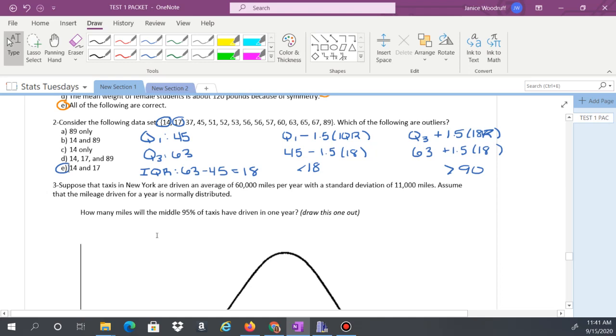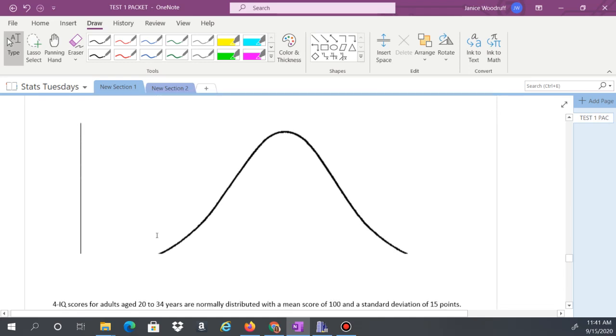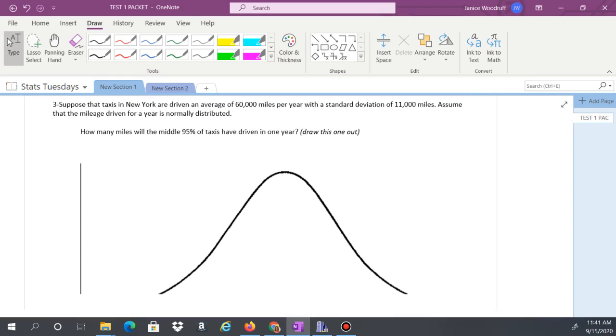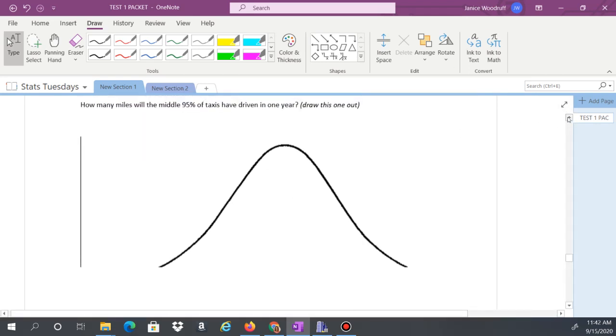All right, number 3. Suppose that taxis in New York are driven an average of 60,000 miles per year with a standard deviation of 11,000 miles. Assume the mileage driven is normally distributed. So now they're saying when they say assume it's normally distributed, it is symmetrical. Okay, the mean and the median are equal, so that we can put it on a normal distribution graph. And then how many miles would the middle 95% have driven in 1 year? And then I wrote a hint here, draw it out.